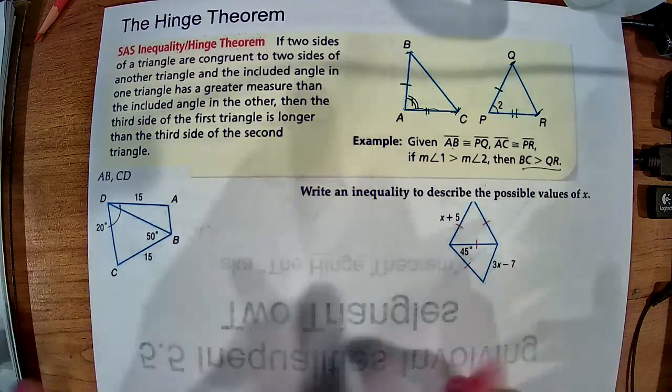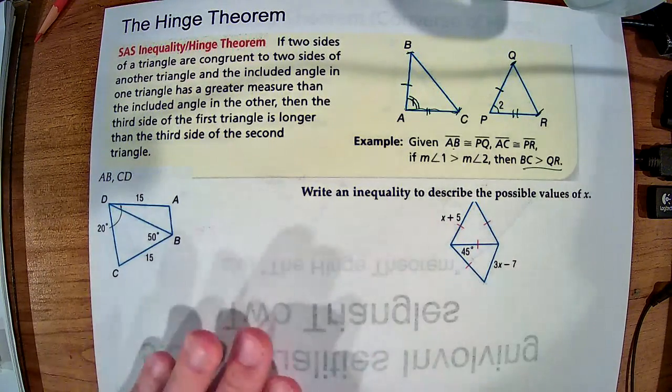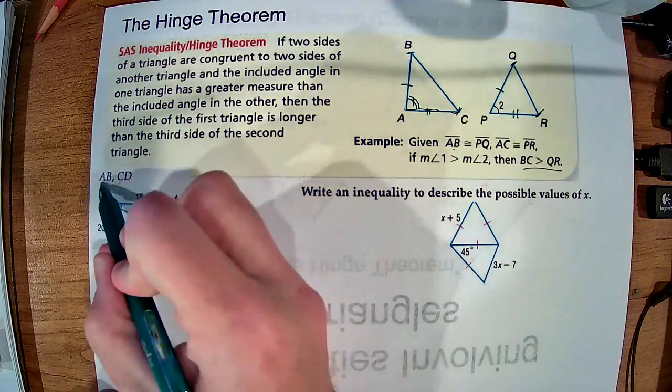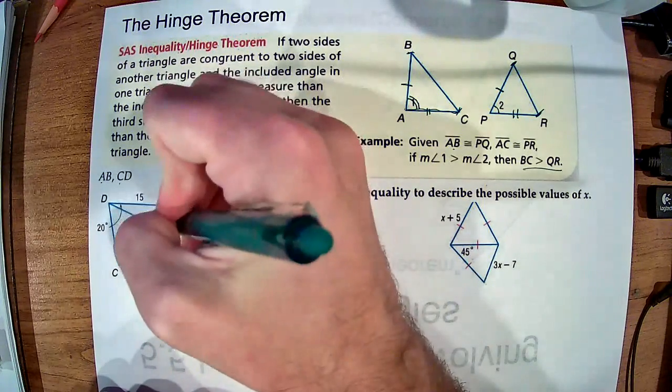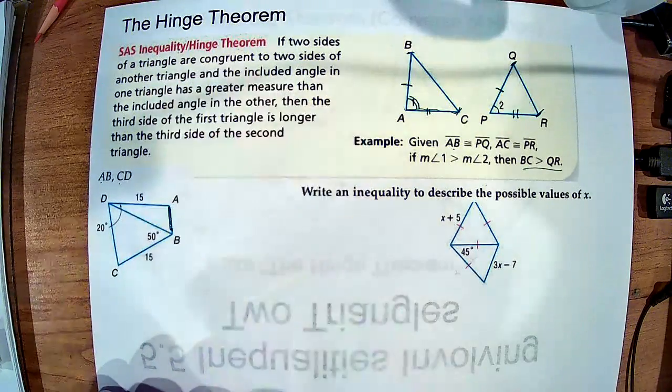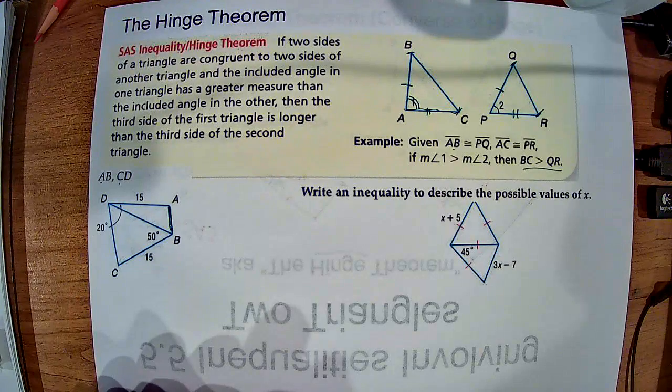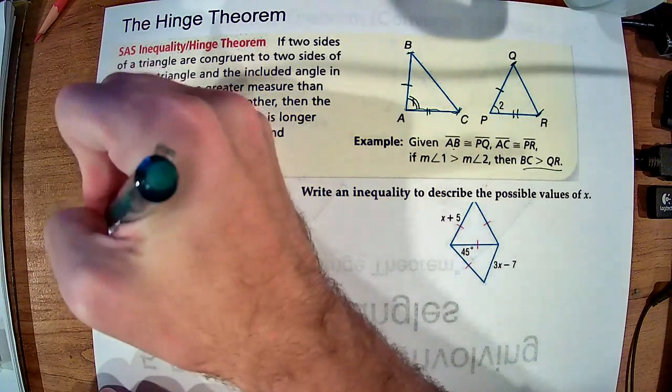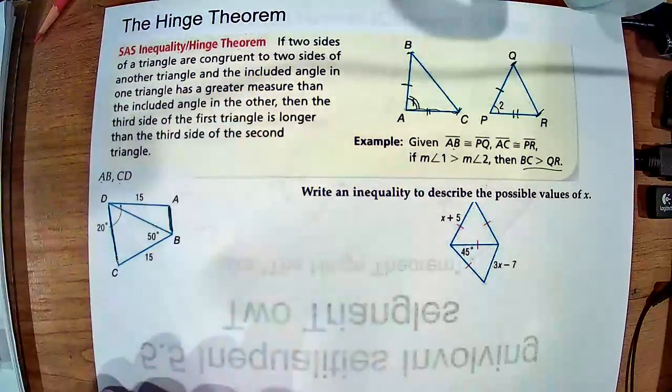So let's see if we can work this out. For example, here's a diagram. We're trying to figure out what's the relationship between AB, so this segment here, so let's make it a little bit darker to see it, and CD, this segment over here.